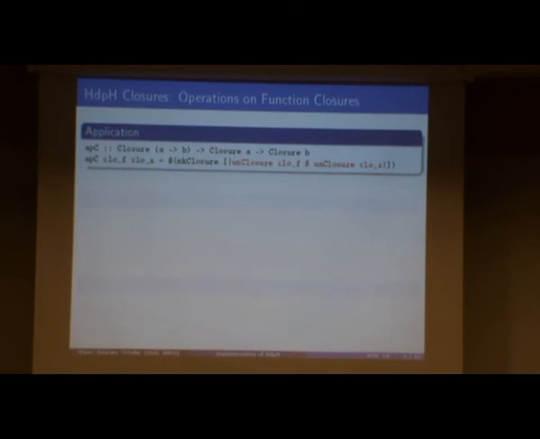So let's look at what you can do with closures where they need to be involved. Well, one thing is you can write an application operation. You can have function closures like this, closure A to B, and you can apply that to a closure A. And the way you do it is very natural. You basically unwrap the closures that we have, you apply the dollar, and then wrap it back in the closure.